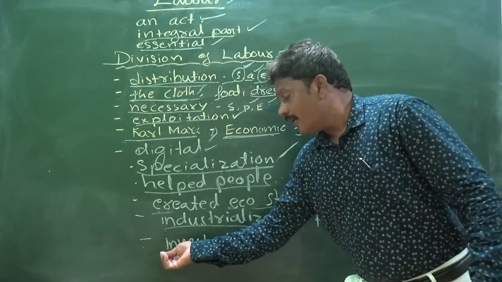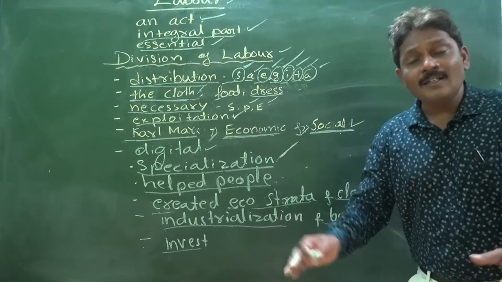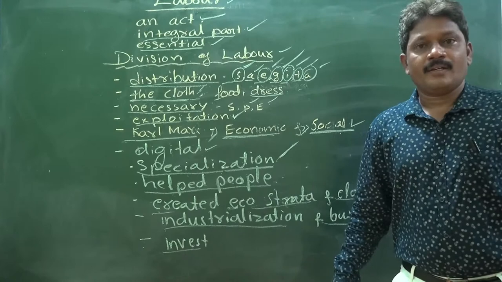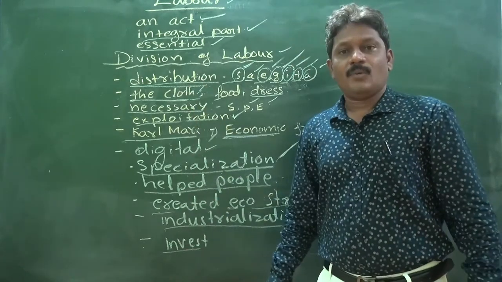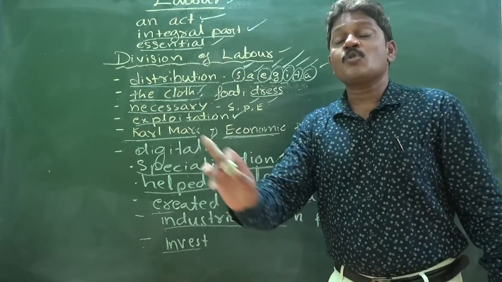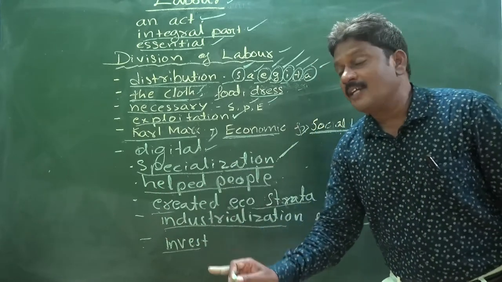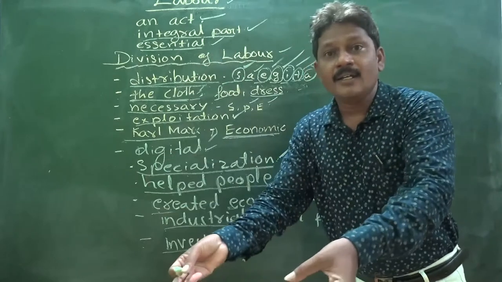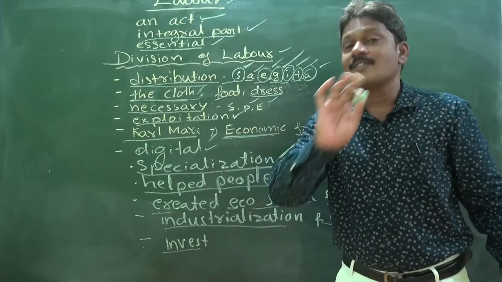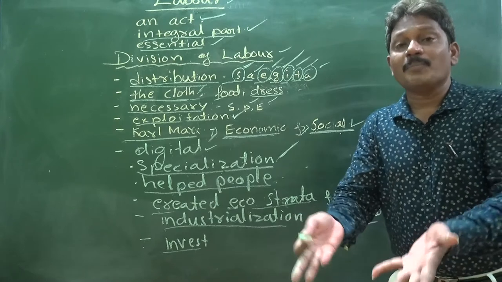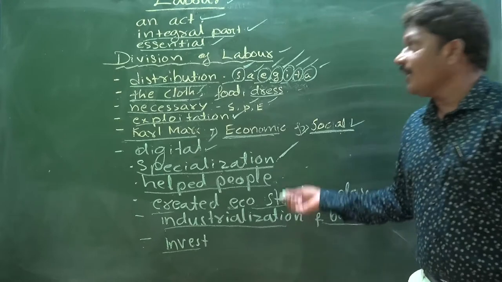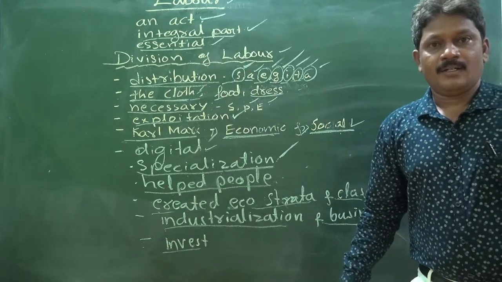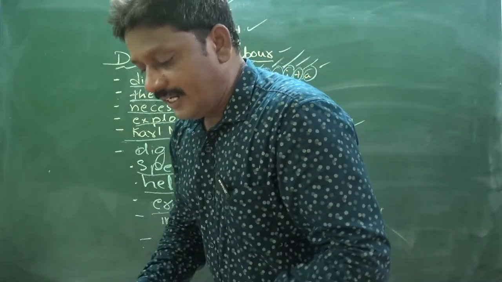Very few people invest the money and earn more and more and gain more and more profit. And this is a result of the division of labor. What is the result of the division of labor? Division of labor creates specialization. Specialization also creates social strata and class system. The class system lets only the few people who invest more and more money gain more and more profit. Are you understanding what is labor and division of labor? Clear?